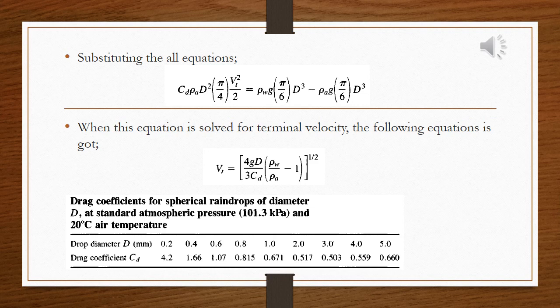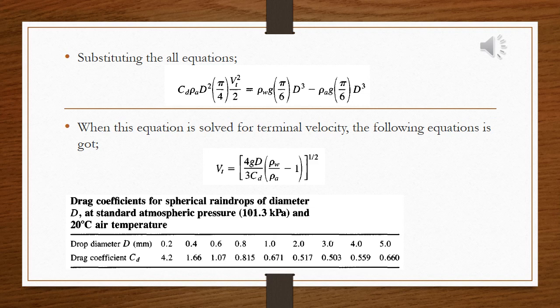And if we take it to the left side, the terminal velocity is going to give us 4 times gravitational acceleration times the raindrop diameter over 3 times the coefficient of drag, multiplied by density of water over density of air minus 1, all of them square root.